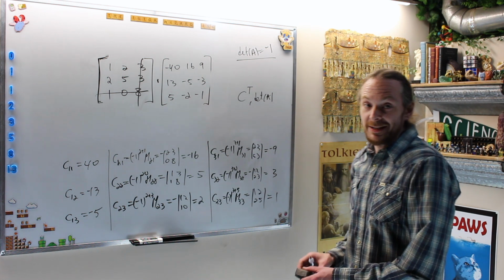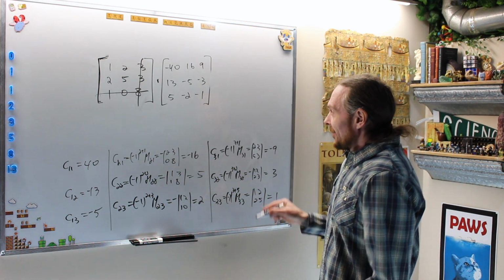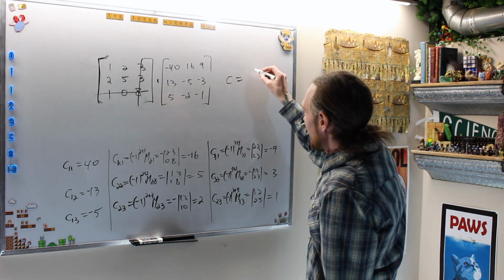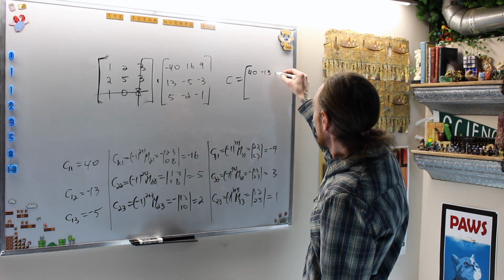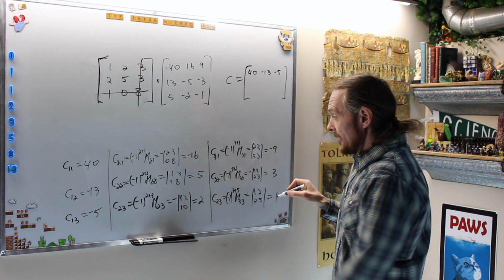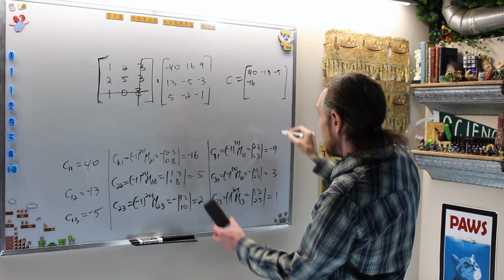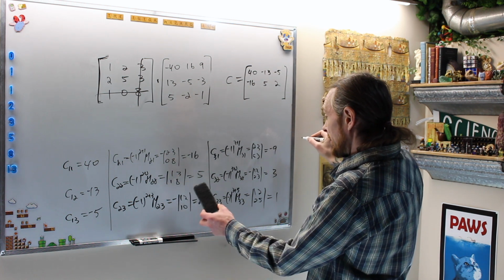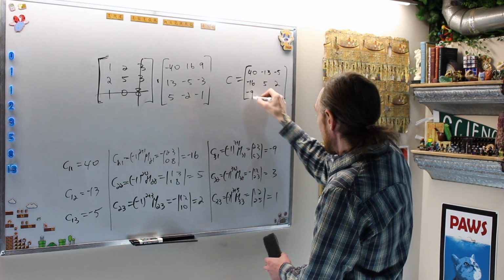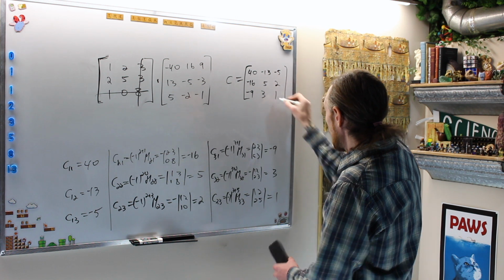That gives me the cofactor matrix. This tells me how am I going to write that in there. The cofactor matrix now is equal to 40, negative 13, negative 5, negative 16, 5, 2, and negative 9, 3, 1.